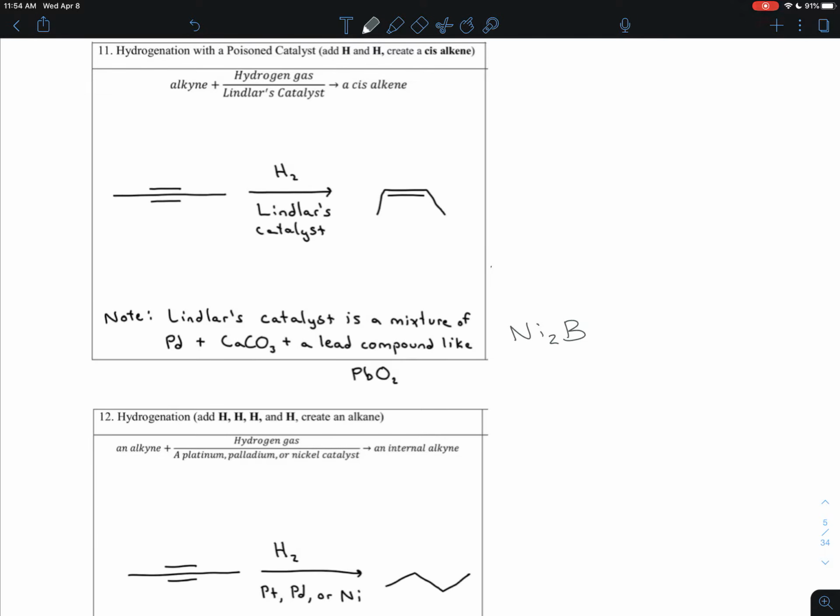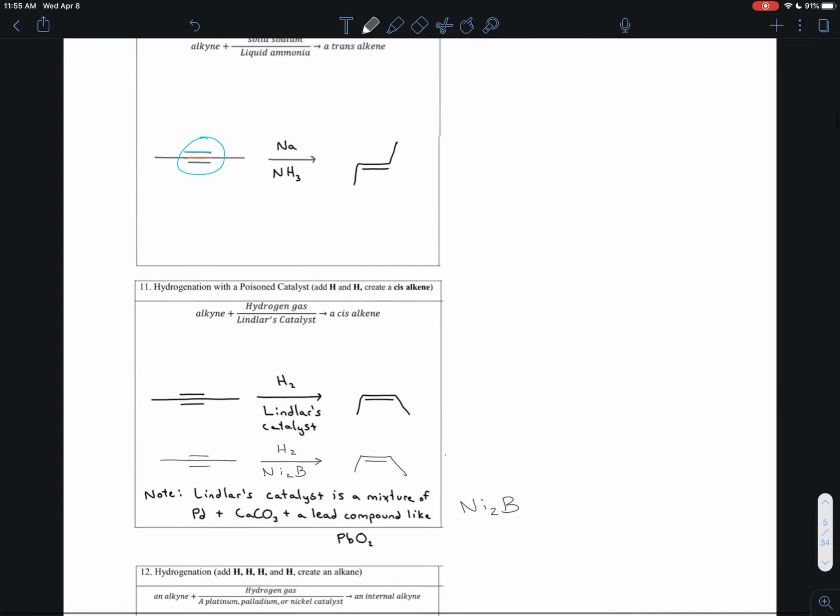Ni2b, this nickel boron complex, will accomplish the same thing. So you could also have your alkyne here, hydrogen gas with this nickel boron complex, and you would also get a cis alkene out of that.